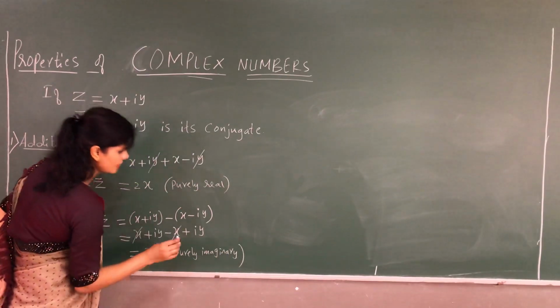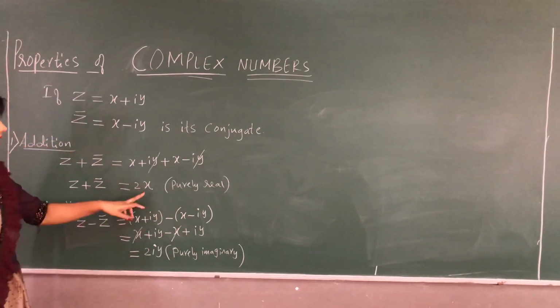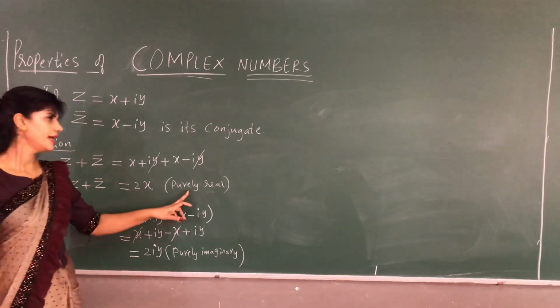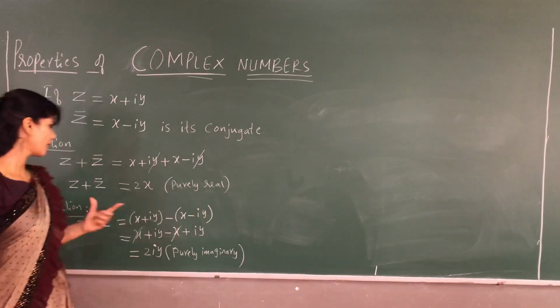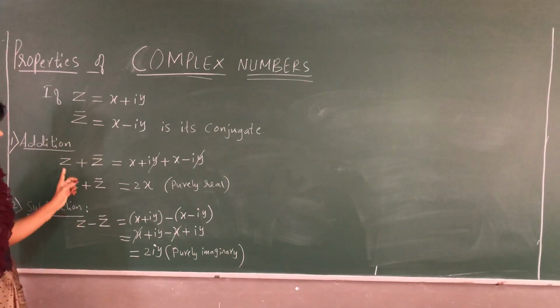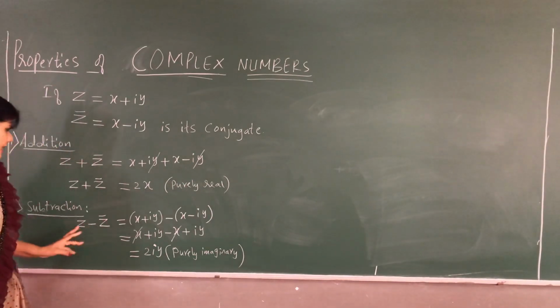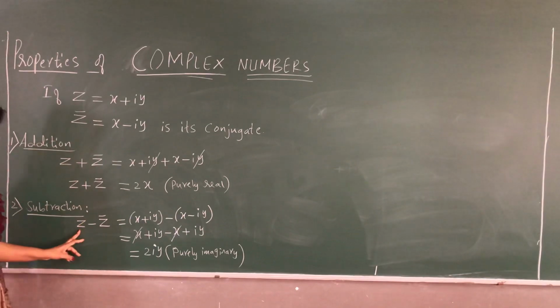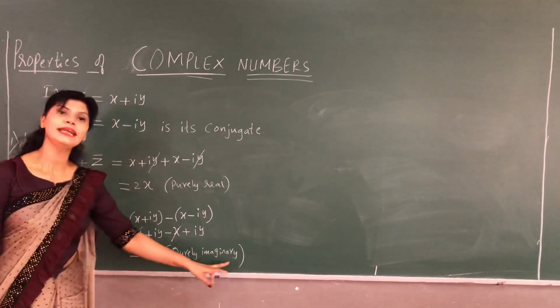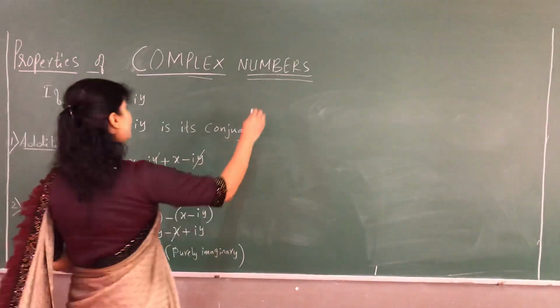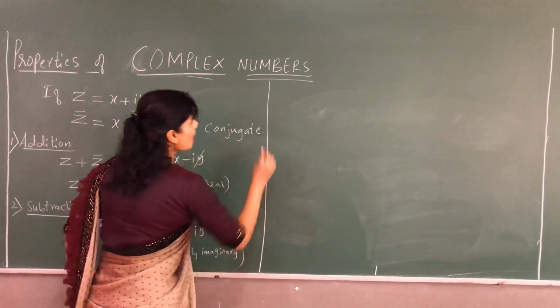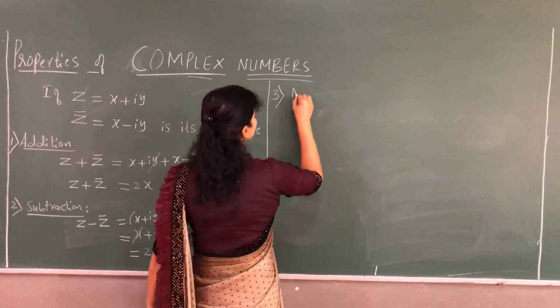Okay, students. Here there is no real part for the solution, therefore it can be said that the solution of addition of two complex numbers, in this case of conjugates, is purely real. In case of subtraction of conjugates of complex numbers, it is purely imaginary. And the third property is multiplication.